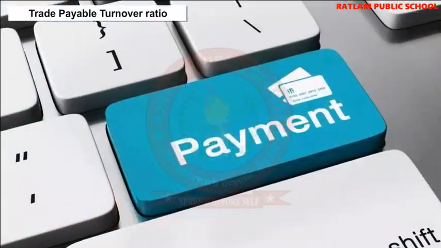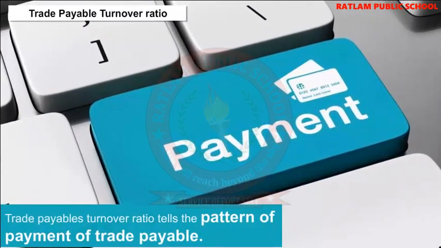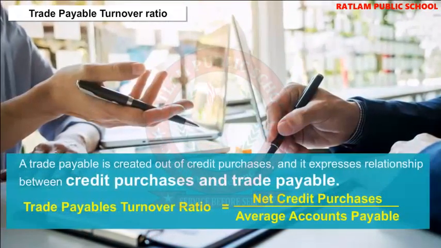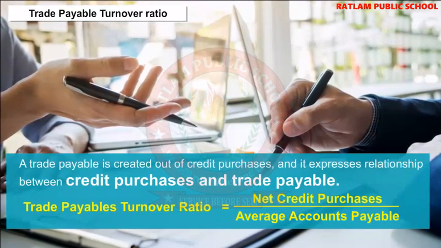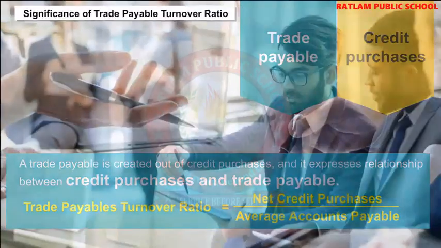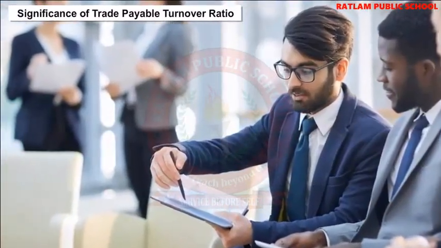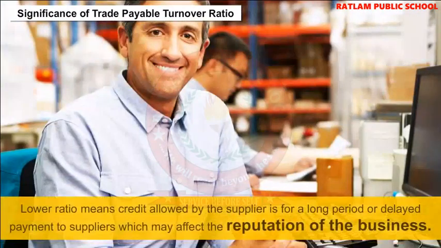Trade payable turnover ratio. The trade payables turnover ratio tells the pattern of payment of trade payables. A trade payable is created out of credit purchases, and the ratio expresses the relationship between credit purchases and trade payables. Significance of trade payable turnover ratio. It tells the average payment period. A lower ratio means credit allowed by the supplier is for a long period, or there is delayed payment to suppliers, which may affect the reputation of the business.